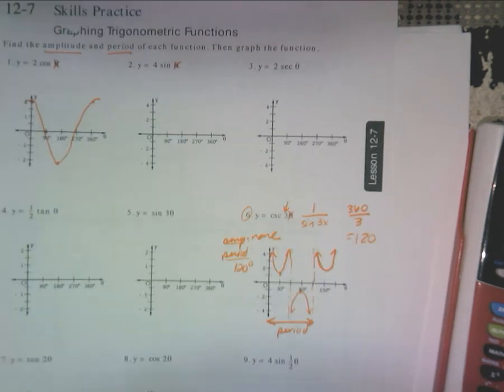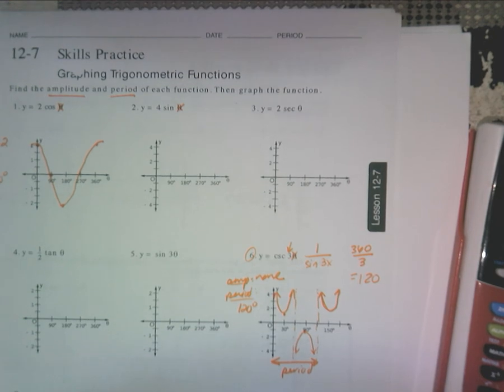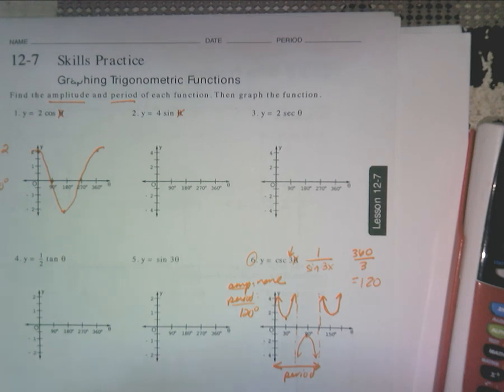That's it. So all you have to do is just put this in your calculator. You're done. 1 through 9. That's homework tonight. And I did 2 of them for you. So you have 7 whopping problems. Put them in your calculator. You can do it.